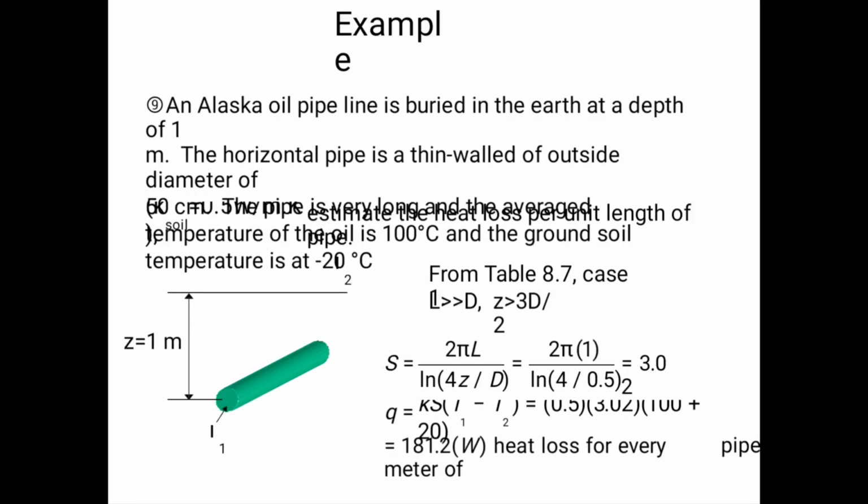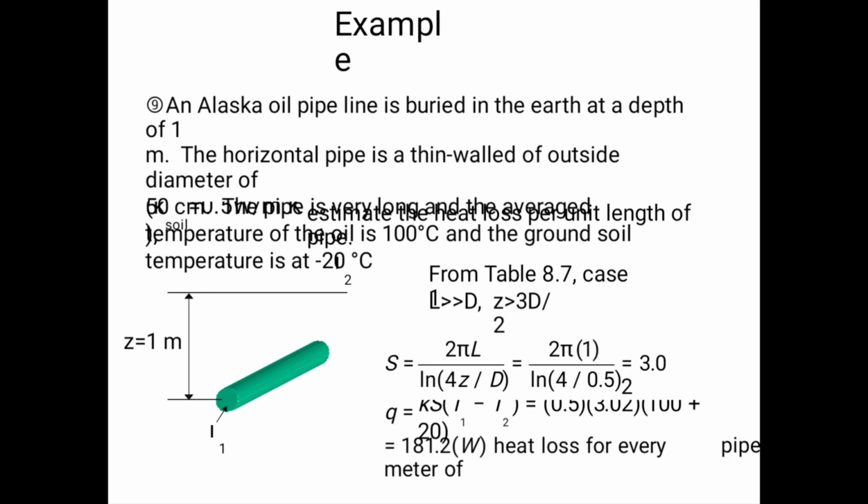For example, an oil pipeline is buried in the earth at a depth of 1 meter. The horizontal pipe is thin walled with an outside diameter of 50 cm. The pipe is very long and the average temperature of the oil is 100 degrees Celsius. Estimate the heat loss per unit length if the ground soil temperature is minus 20 degrees Celsius.